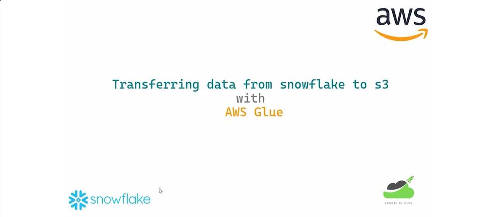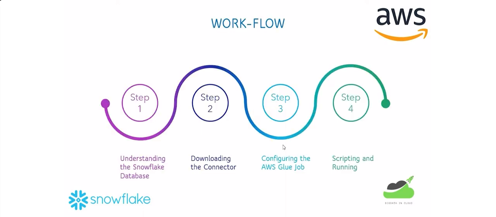In the first part, I'll brief you about the Snowflake database, how it exactly looks, what components are inside it, and what we need to connect with AWS Glue. In the second part, we'll download the required connectors. Basically, we need two connectors. One is for connecting Spark with Snowflake, and the other one is the basic JDBC driver for Snowflake.